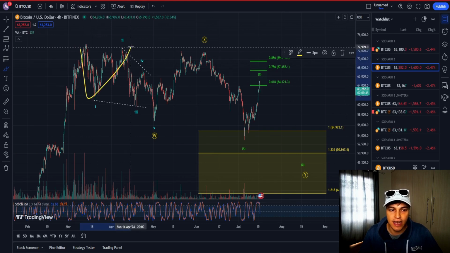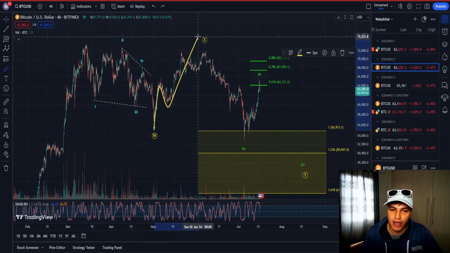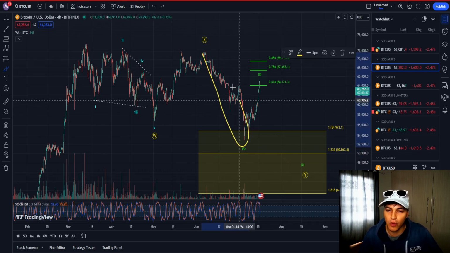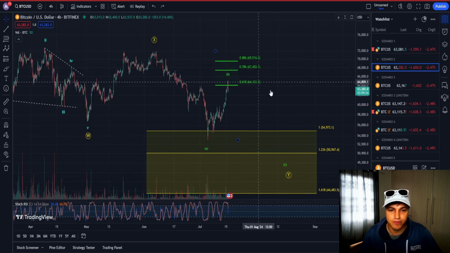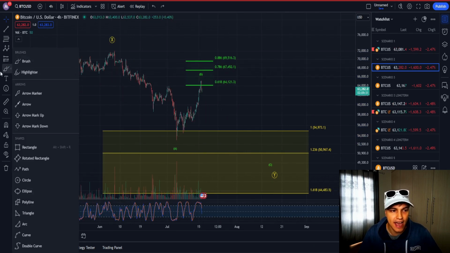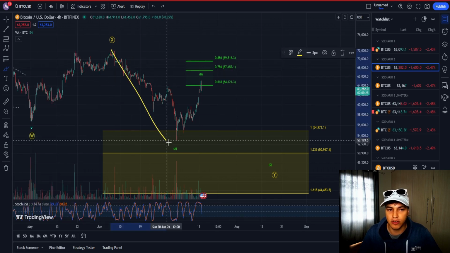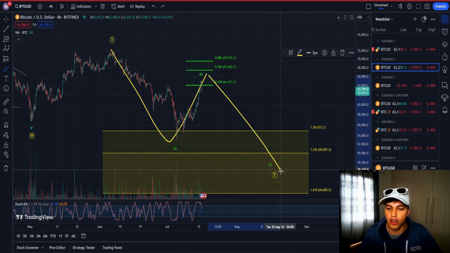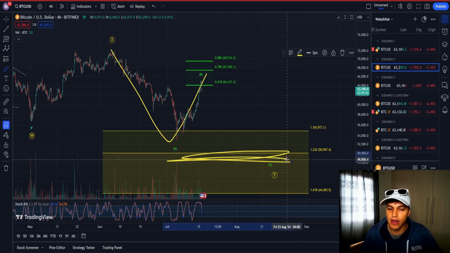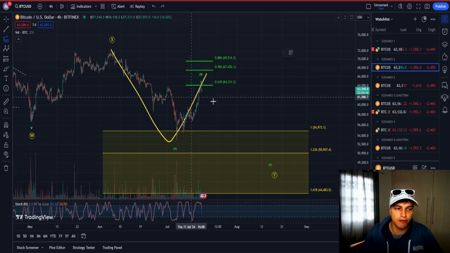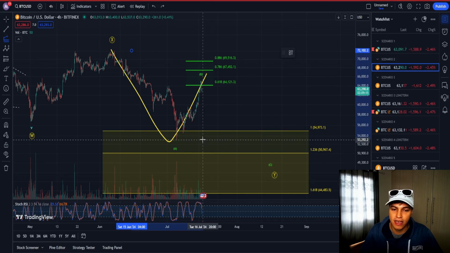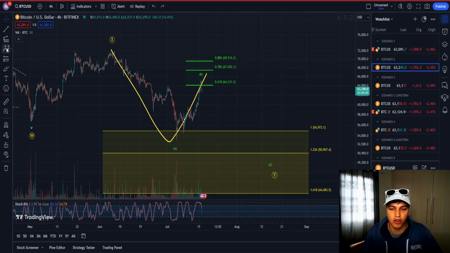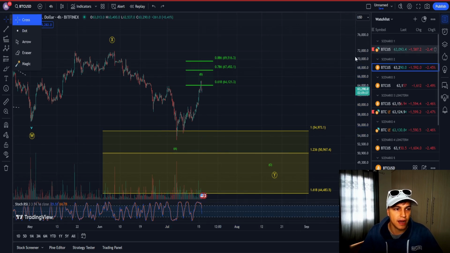Still the 5-wave diagonal in W, a general X structure, and now a Y. This entire move down would then be the wave A. So at the moment we are looking at an ABC to the downside: an A down, B into this green target range we see on the chart, and a C into further prices down. The C wave, if this is the top, would now be targeting around the 1-to-1 ratio at $46,000. But let's see what happens.